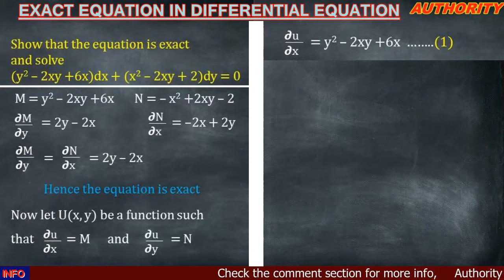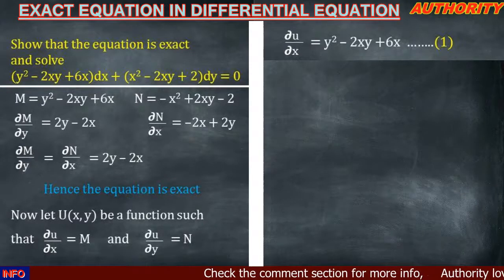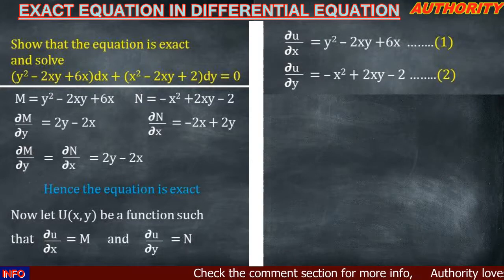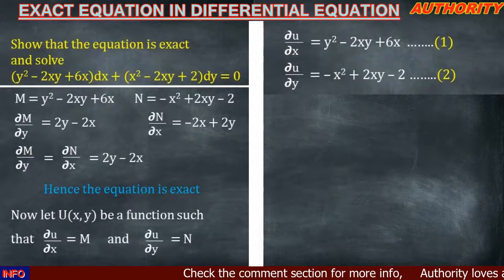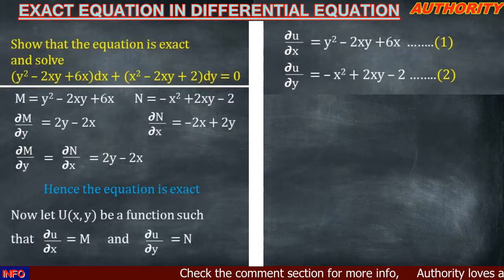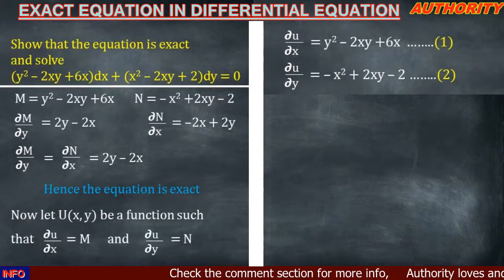Let's go further again. The partial derivative of u with respect to y, which is equal to n. But instead of writing n, we have the value of n, right? Let's replace it here. The partial derivative of u with respect to y, which is equal to m, but we substitute for m, we're going to have minus x squared plus 2xy minus 2. Let's call this equation 2.